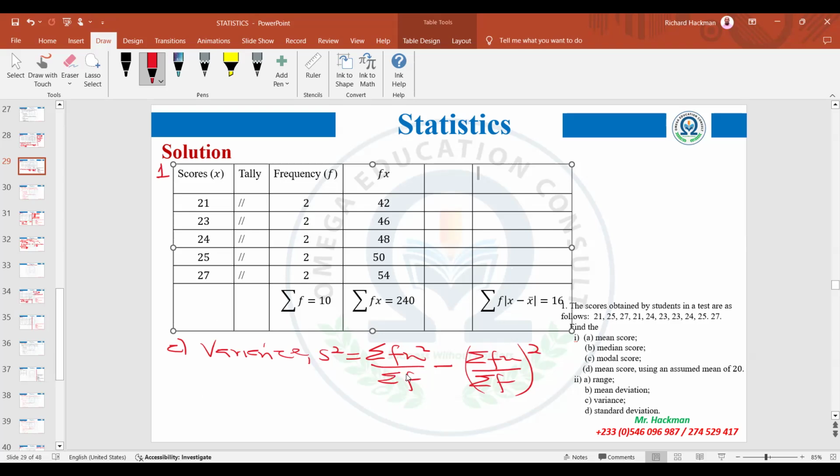So here, remember we said fx is known. So what is left is fx squared, is that not it?